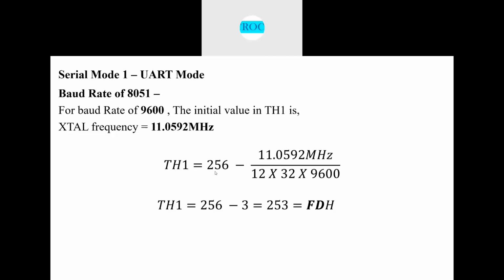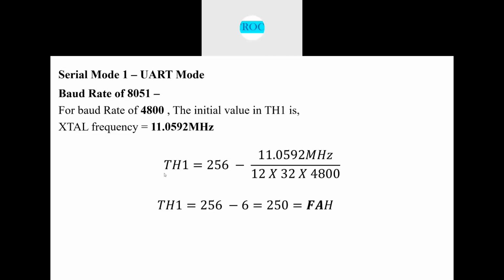Since it is an 8-bit register, the maximum count we can have is 256, or in hexadecimal FFH. In decimal, it will be 256 minus 3, so what we get is 253 in decimal. What is the equivalent hexadecimal for decimal 253? It is FDH. It means that to set a baud rate of 9600, the TH1 register should be loaded with the initial value of FDH in hexadecimal, or in decimal as minus 3.